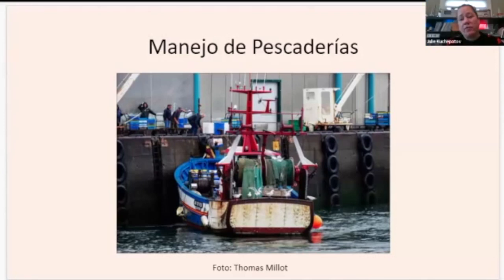So fisheries management is very difficult because they have to listen to all different people involved in the fishery and make the best decisions for the fishery and for the people.